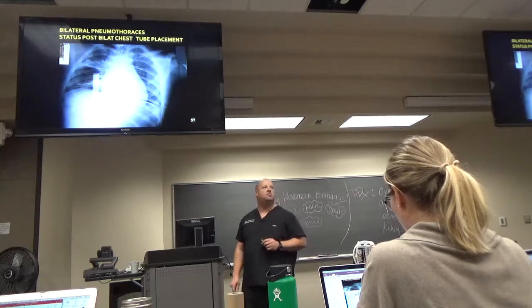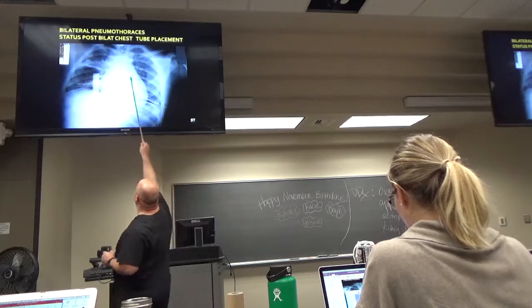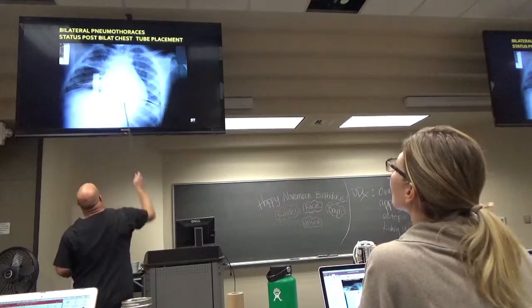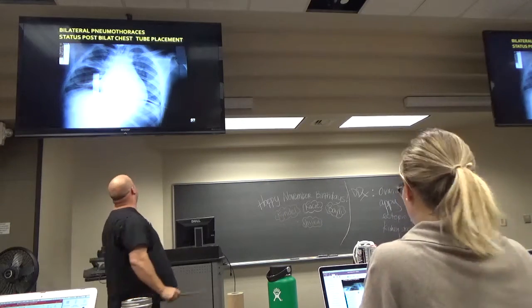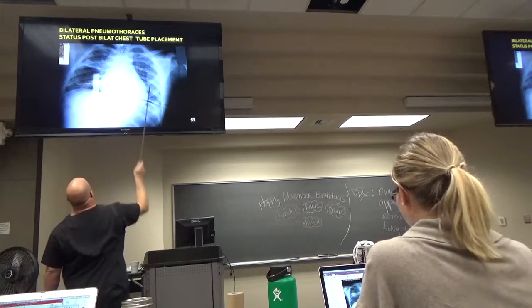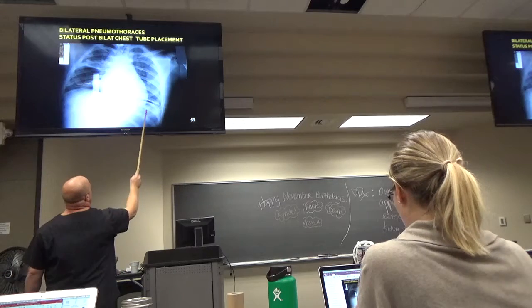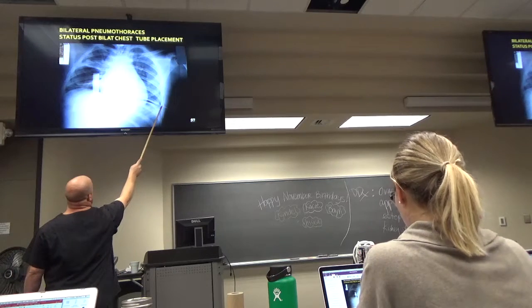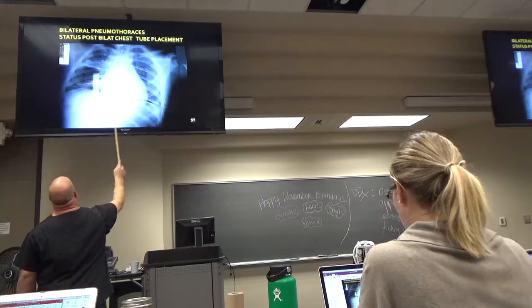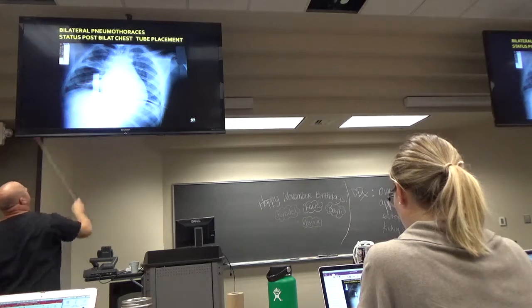All right, so what is this up here? ET tube, okay, you see the radiopaque markers in it here, okay? What is this right here? Chest tube. See, it's got radiopaque markers. See this little hole, see where the marker stops right here? That's a port, okay? Here's a port.